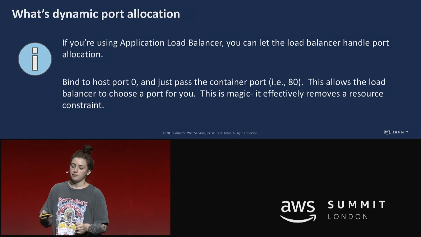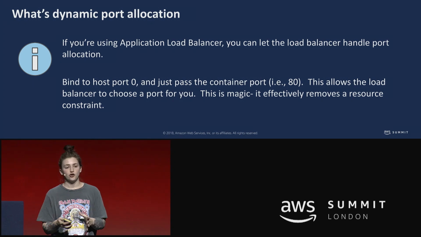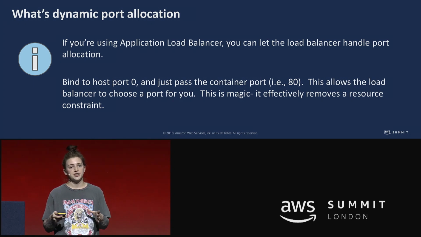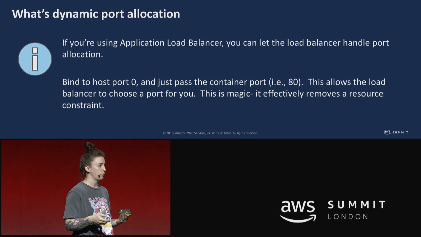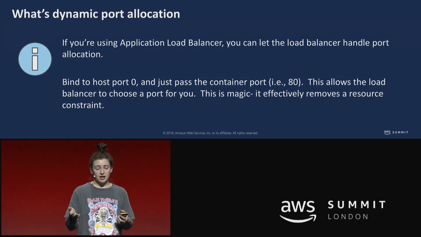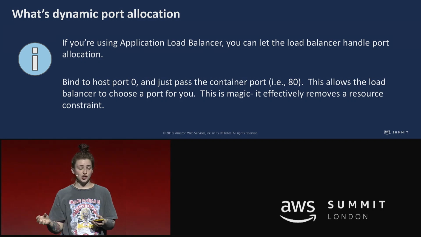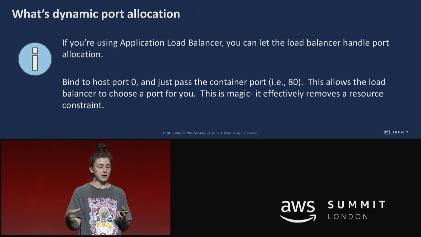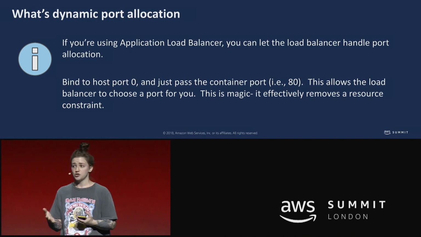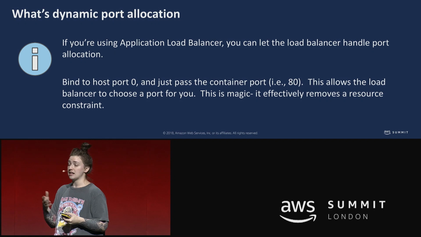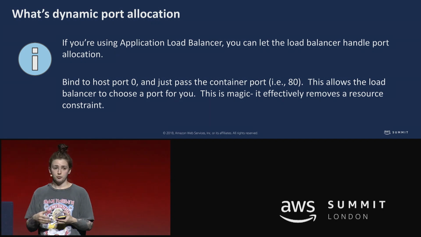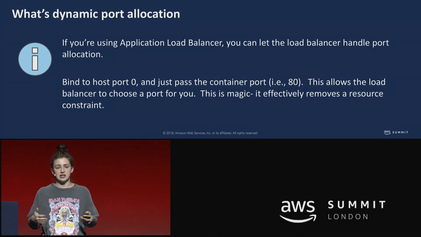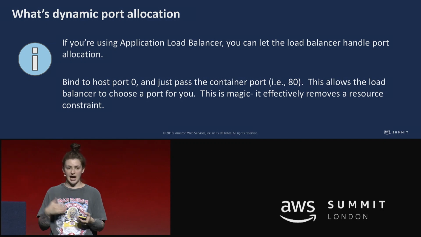is port. So this is binding to host port 0 and only passing in the container port. So if my container process runs on port 80, I can map to 80 on the container and 0 on the host, and then I can let the load balancer allocate it a port, which means that if I have a process that runs on port 8000 on the host, previously I would have had to spin up a whole new EC2 instance to auto-scale that task.